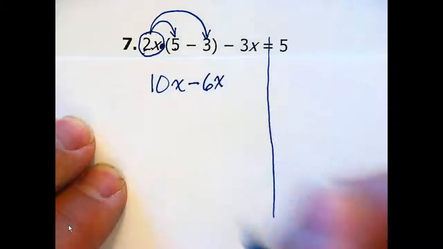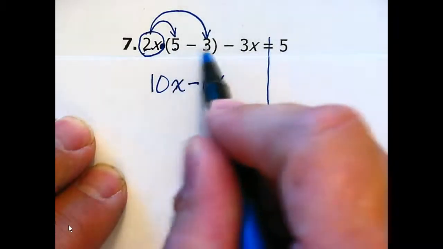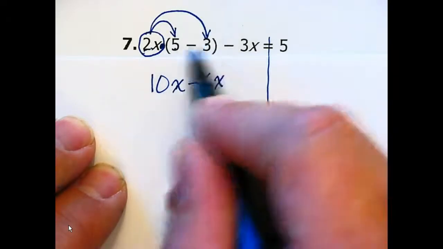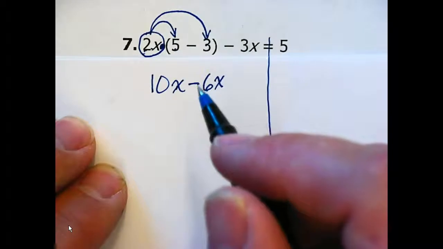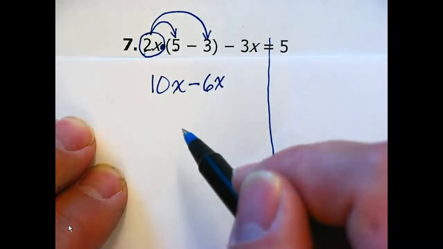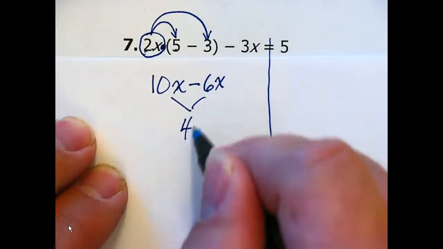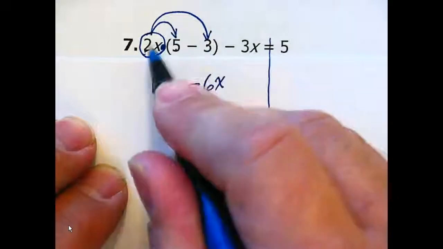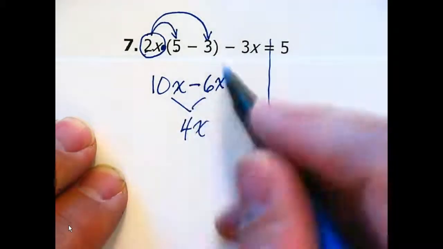negative 6x. Now some of you would go, couldn't I have just made that 5 minus 3? Can I just do that math? What is 5 minus 3? 2. And what's 2 times 2x? 4x. Well, what's 10x minus 6x? So could you have put those together and then multiplied by 2x? Yeah, that would have been fine. In fact, that probably would have been quicker. Okay? It's up to you. Either way, you're going to get 4x right there.